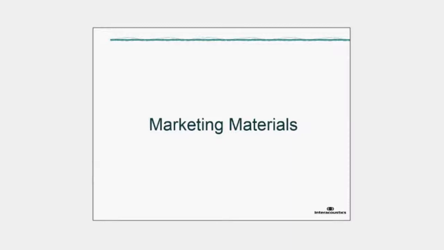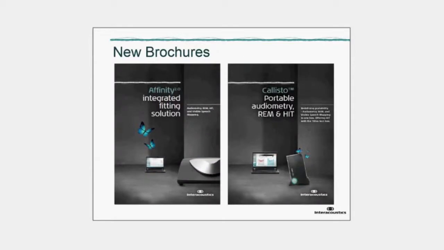I'd now like to come on to promoting some marketing materials. And again, if you attended my previous webinar, you may have seen some of these in the past, but we're representing them because we've updated them. So first of all, I'd like to begin with new brochures. The Affinity brochure is unchanged. However, we've updated the Callisto brochure to include HIT and the TBS-10.